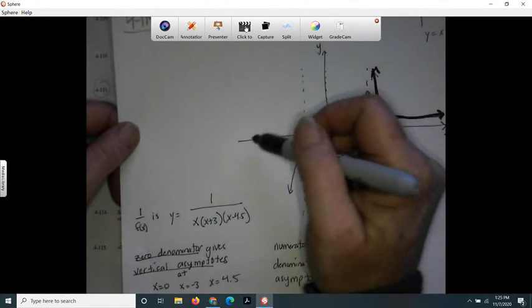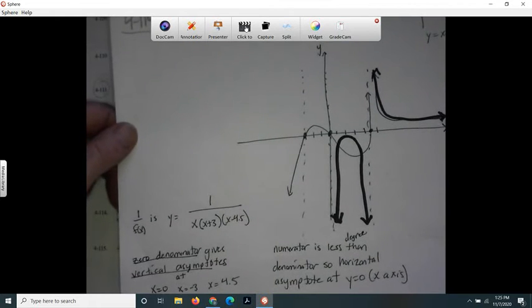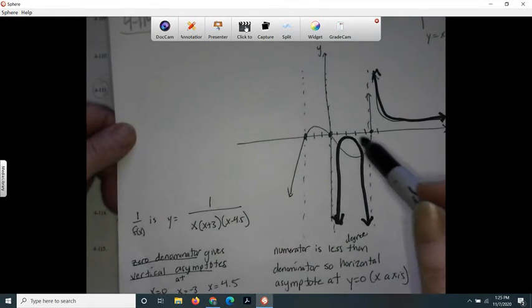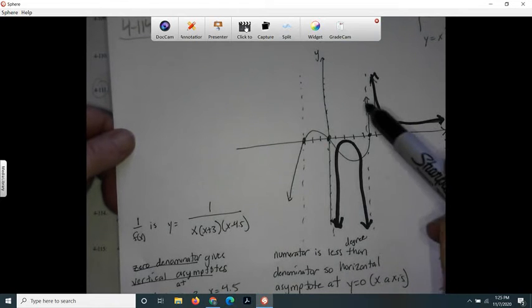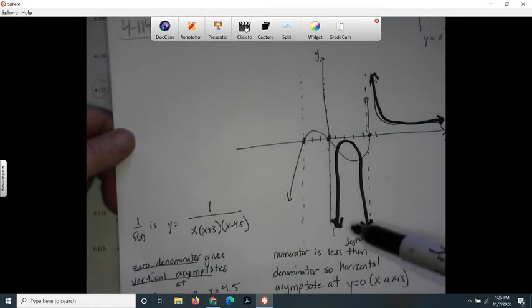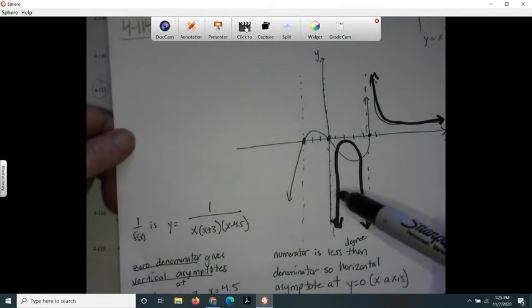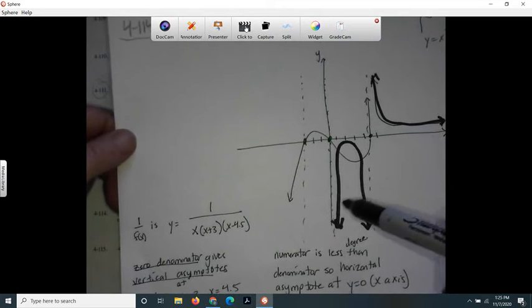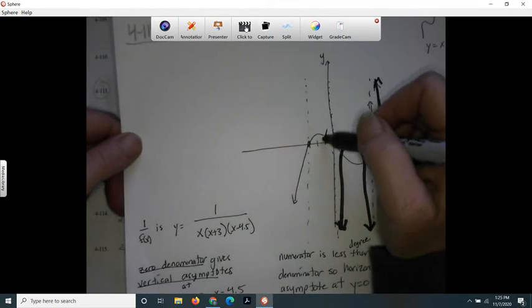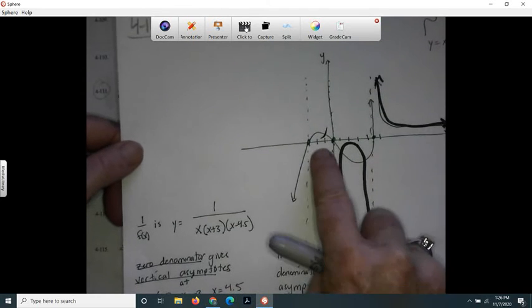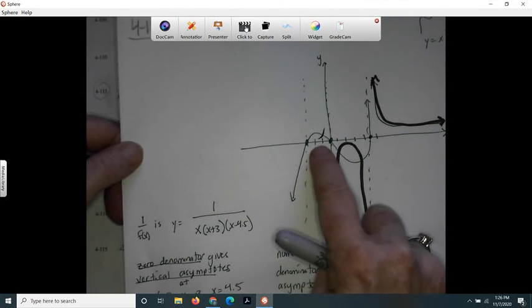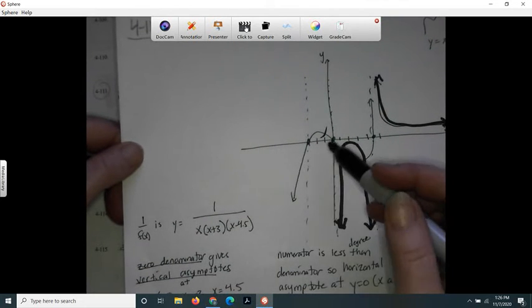Typically, the way these graphs work is they alternate. So I got positive up here, negative down here. I expect it to come up this way, but I can plug in a number in my region just to make sure that it's going to be positive in between 0 and negative 3. Just plug a number in your region, like -1 would work.